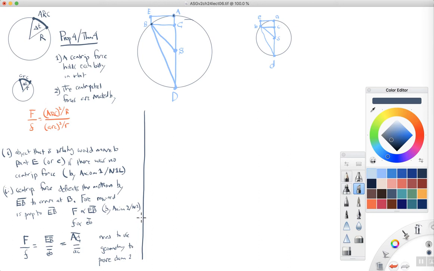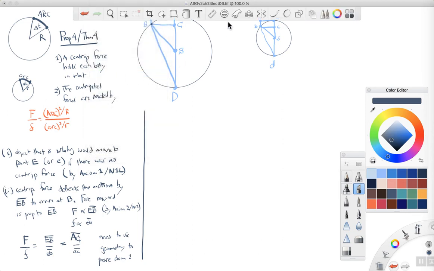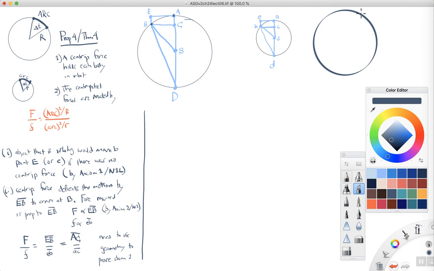So let me remind you of some properties of circles. So I'm going to go back and draw a circle once again. Go to my toolbar and draw a nice circle. Let me remind you of some properties of circles. Like that. Get rid of that. And get rid of this toolbar.